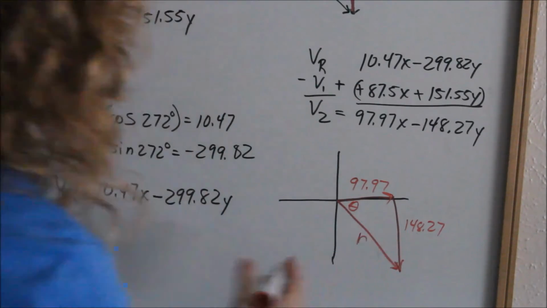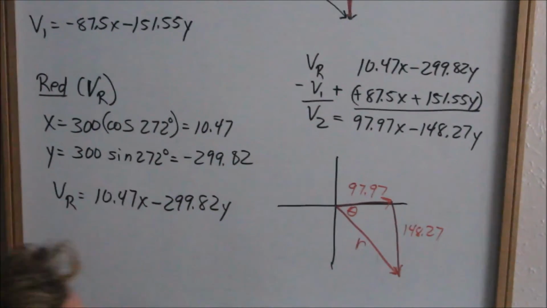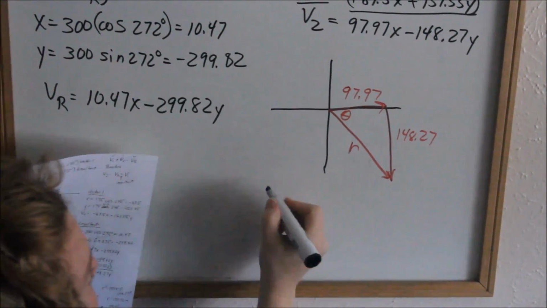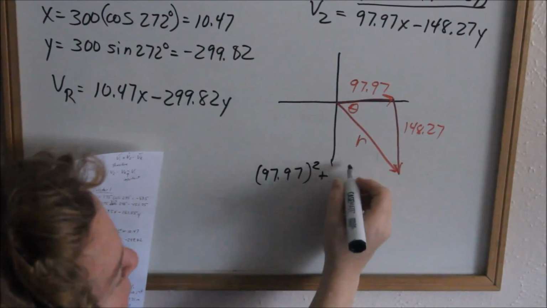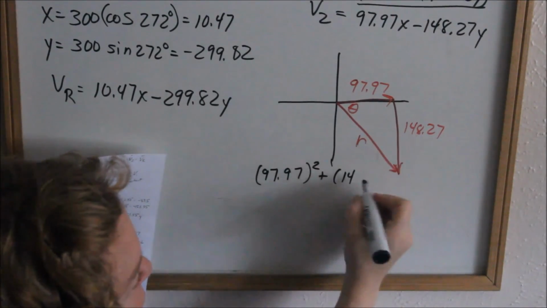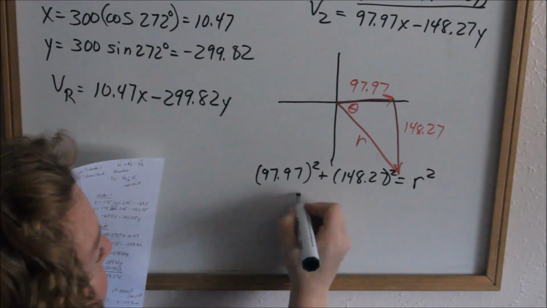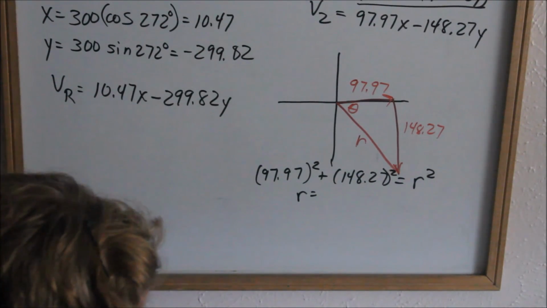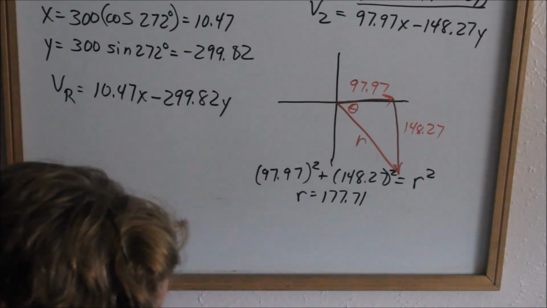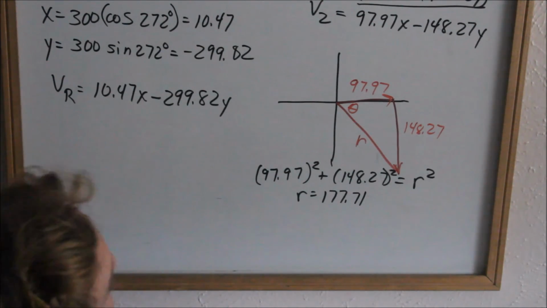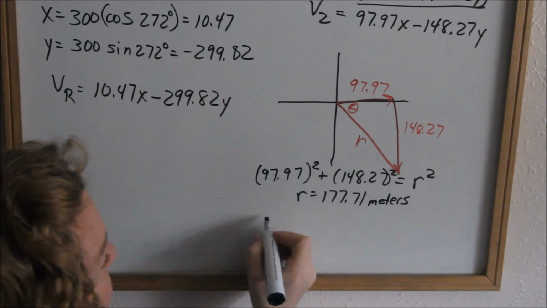So then I can find my theta. So I have my x and y value. So now I need to find r and theta. How do I do that? Pythagorean theorem. So 97.97 squared plus 148.27 squared, and at this point I can drop my negative because that negative just told me the direction, equals r squared. So r equals 177.71, and I need to put a unit on there. That was a distance, and at the very beginning we were talking about a distance in meters. So now I need to find my theta.